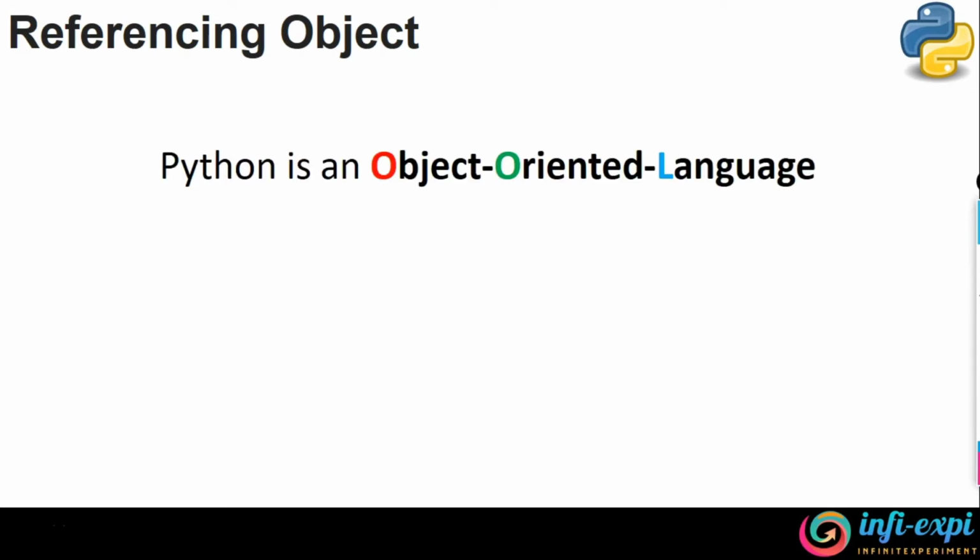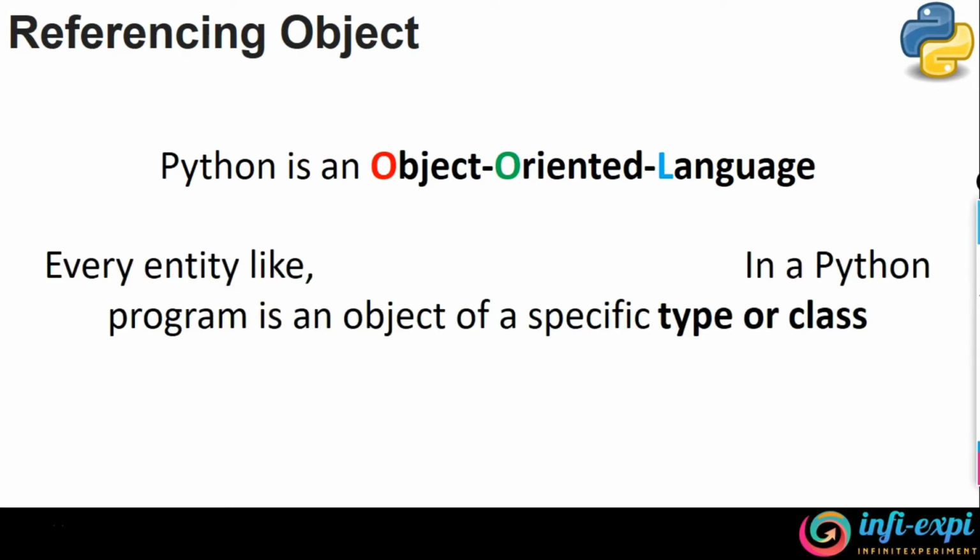Hi, today we are going to discuss referencing objects. Python is an object-oriented language, a well-known fact about Python. What is special in Python is that every entity that you see in Python is treated as an object itself. For instance, a variable is an object in Python, and functions, classes, etc. are going to be treated as objects in Python. Each falls under a specific type or class, but they are all considered objects.